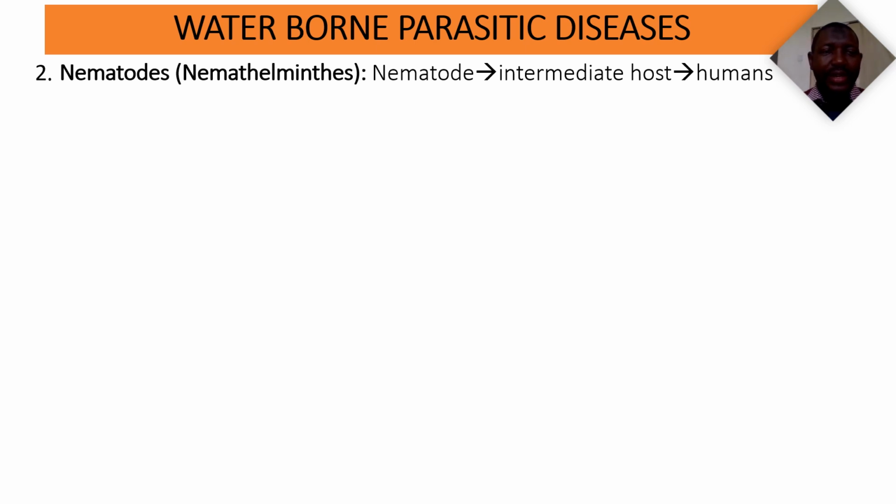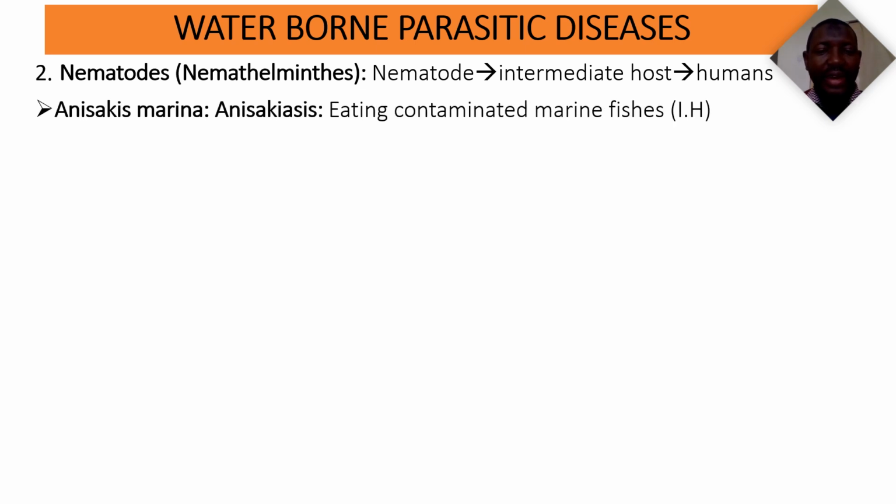Now, the first group of roundworm we'll look at, which is very common, is a roundworm called Anisakis marina. As the name implies, this roundworm is generally found in marine environments.